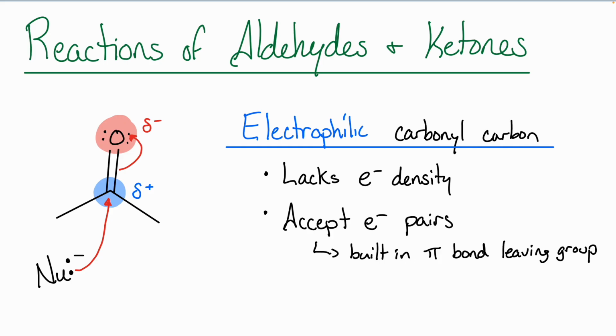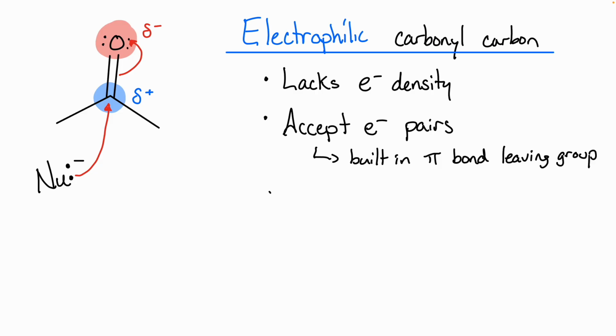So again, electrophiles need to lack electron density. They also need to be able to accept electron pairs, and our carbonyl carbons can do both, which is why they are good electrophiles. All right, there's also one other feature that makes these carbonyl carbons good electrophiles. Remember we talked last chapter a lot about accessibility, how a nucleophile needs to be able to get to that electrophile in order for a reaction to occur. So those carbonyl carbons are also nice and accessible.